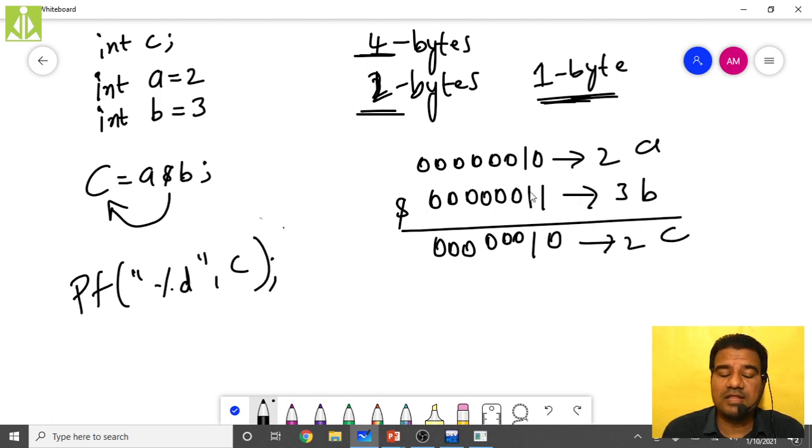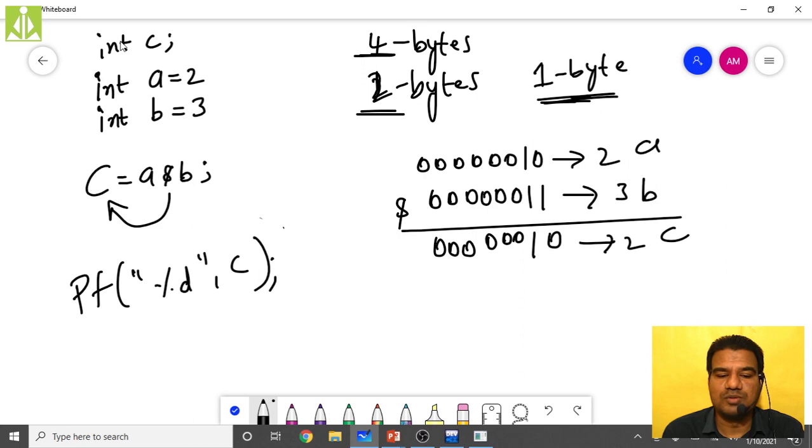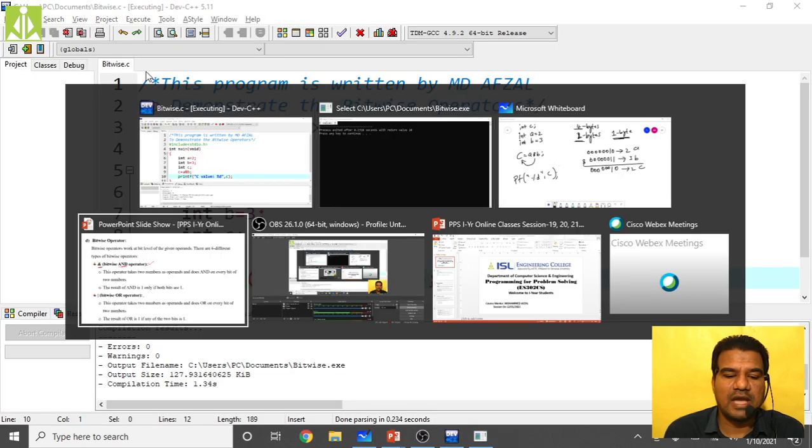Only if there is a 1 in both a and b will you get 1 when you perform the AND operation. Hopefully you understood. So when you performed AND between a as 2 and b as 3, you got the c value as 2. The same thing we got on the output screen. So let's go to the slide and see what other operator we have here.